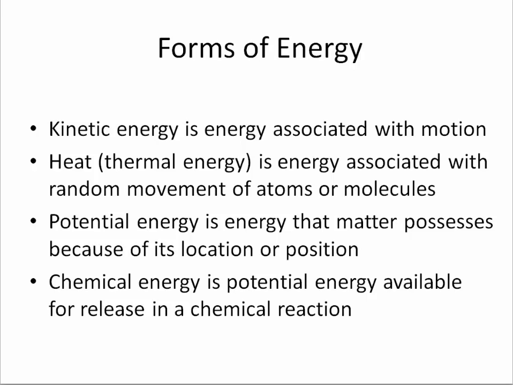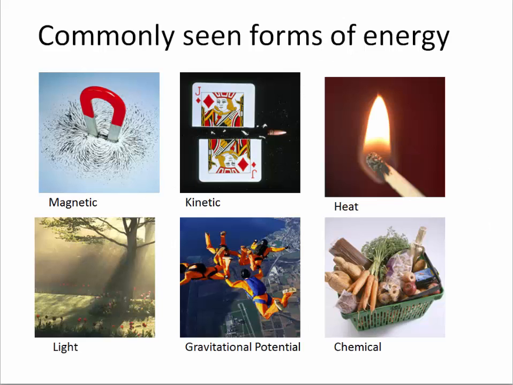Kinetic energy is associated with motion. Heat, which is also called thermal energy, is energy associated with random movement of atoms or molecules. Potential energy is energy that matter possesses because of its location or its position. Chemical energy is potential energy because it is available for release in a chemical reaction.